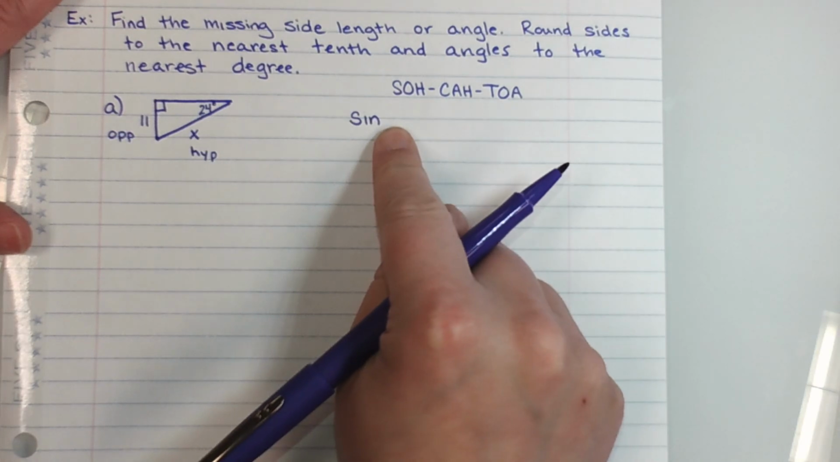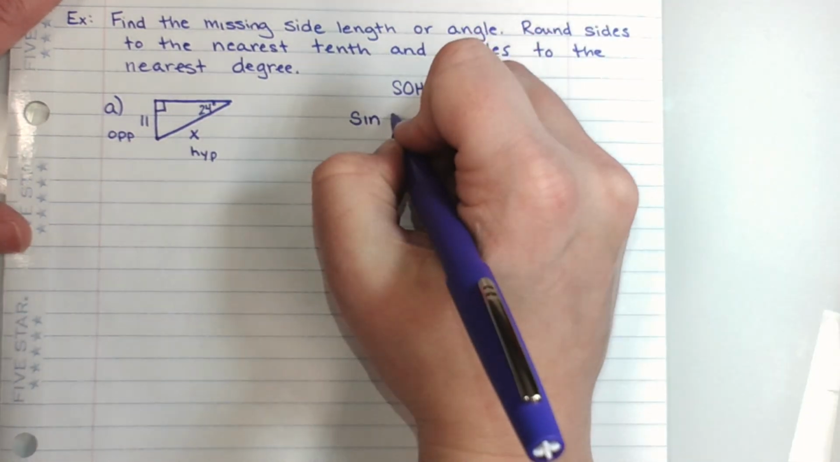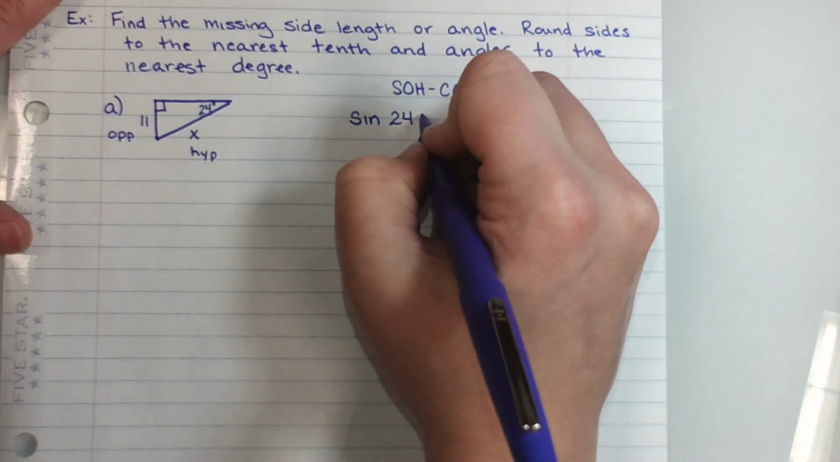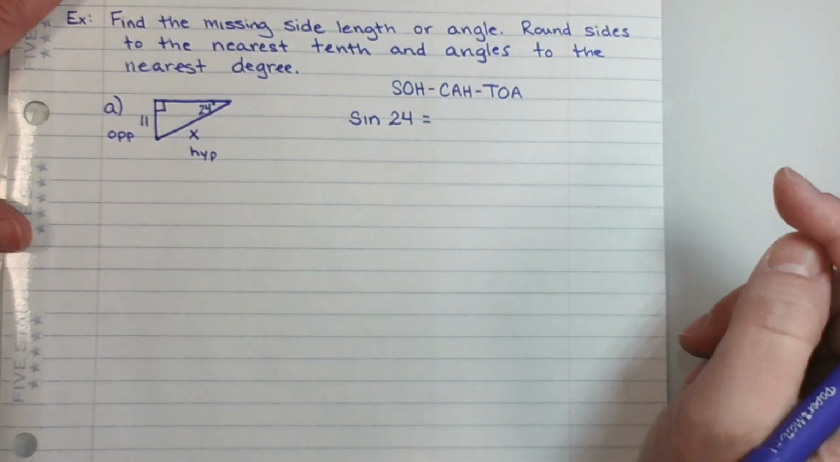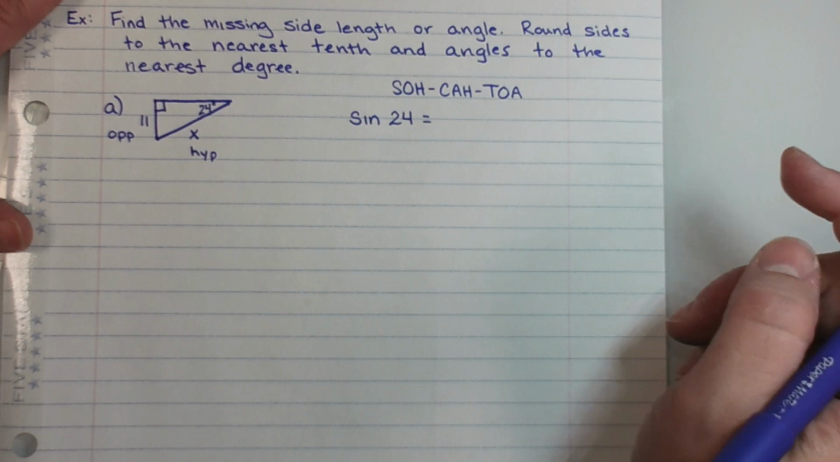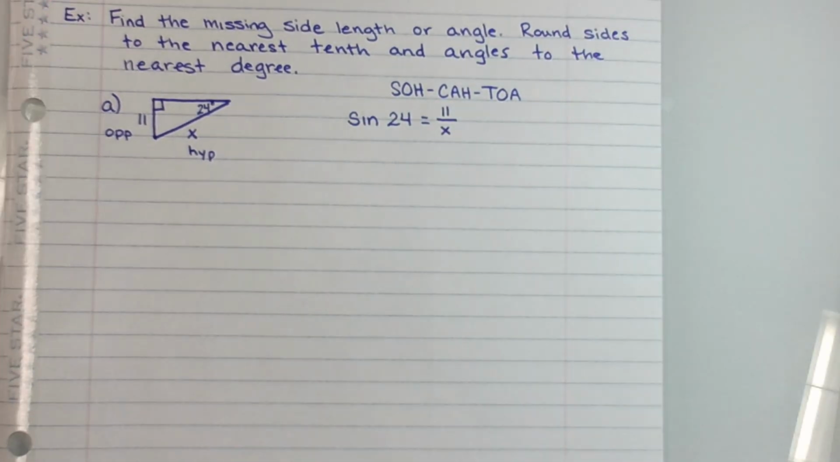What immediately follows trig every single time? The angle. In this case, we know the angle. Sine of 24 is equal to OH. Opposite over hypotenuse. In this case, 11 over x. And I solve. I want to get x alone. If I want to get x alone, what's the first thing I should do?